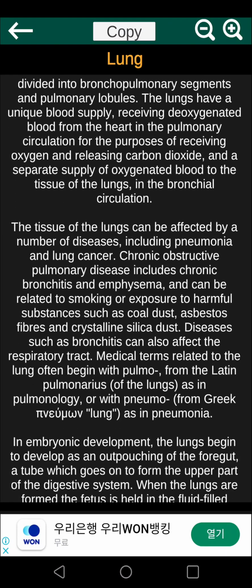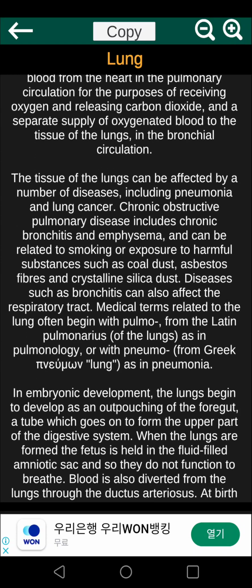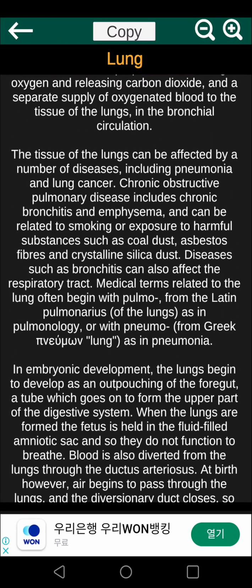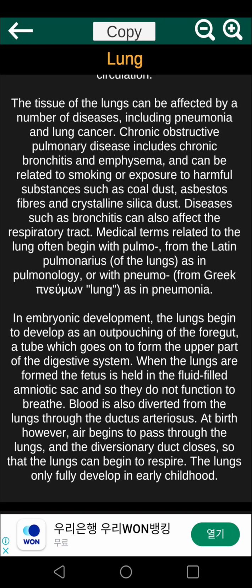The lung has a unique blood supply, receiving deoxygenated blood from the heart in the pulmonary circulation for the purposes of receiving oxygen and releasing carbon dioxide, and a separate supply of oxygenated blood to the tissue of the lungs in the bronchial circulation. The tissue of the lungs can be affected by a number of diseases, including pneumonia and lung cancer.